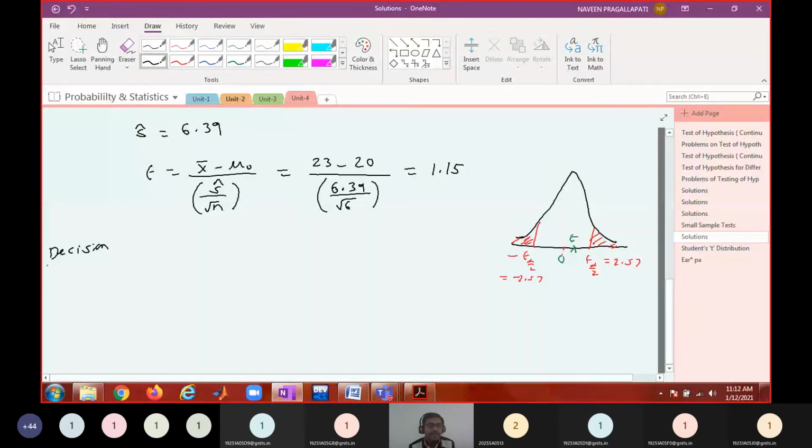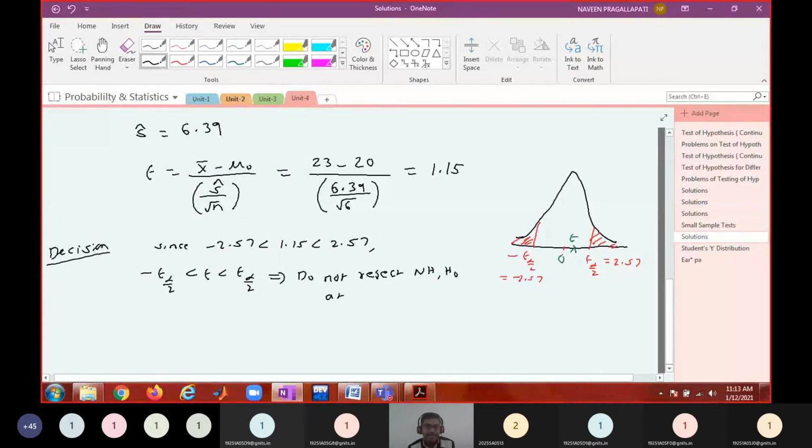Decision. Since minus 2.57 is less than t = 1.15, which is less than 2.57, that is, minus t alpha by 2 is less than t is less than t alpha by 2, this implies that we do not reject the null hypothesis H naught at what level of significance? At 0.05, that means at 5% level of significance.